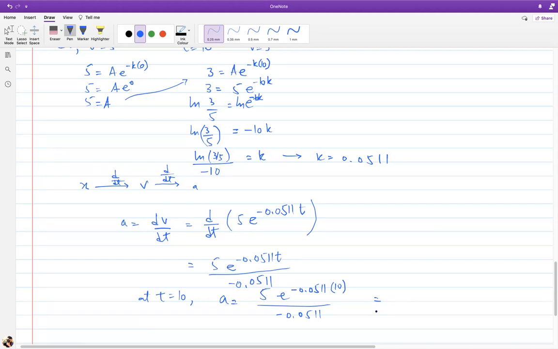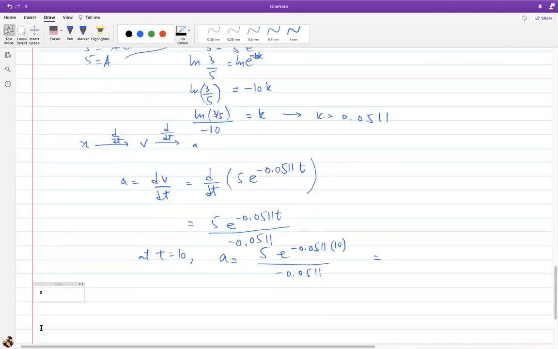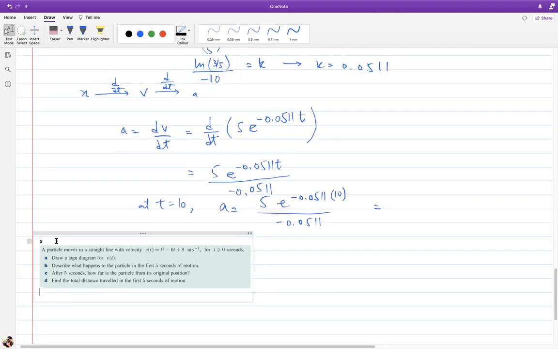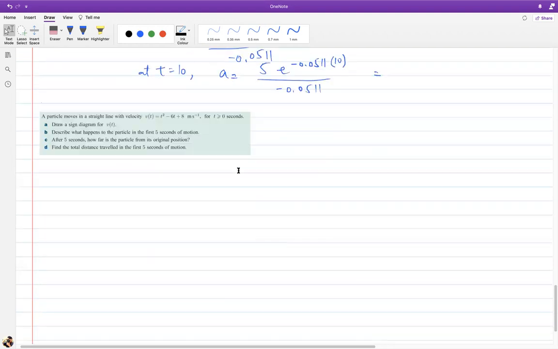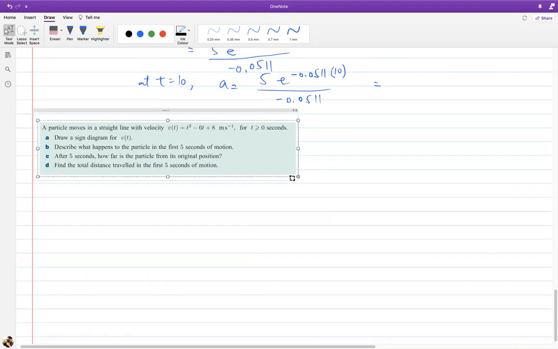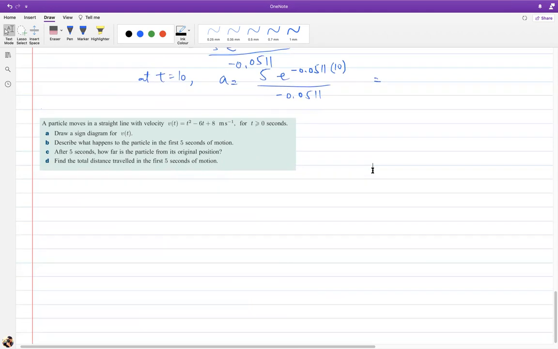This one's a relatively conceptual question. We have the velocity. Now this is more like a description question. It won't be on the exam, but it helps clarify our concepts. It's saying a particle moves in a straight line with velocity this. Draw a sign diagram for velocity. We have to figure out where it is negative, where it is positive, how it is moving.